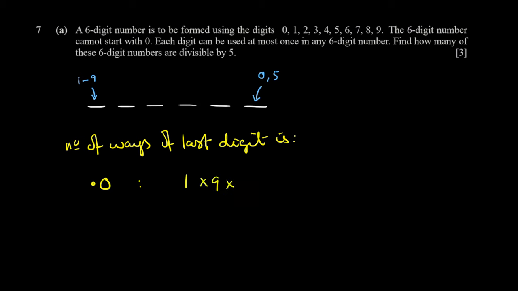Now, what about the remaining digits in the middle? I've got 4 digits to place, and how many digits can I select them from? Well, I had 10 to start with. I've used up 2, so this is going to be 8. So I'm taking 4 from 8. Now, is it going to be 8P4? Is it going to be 8C4?